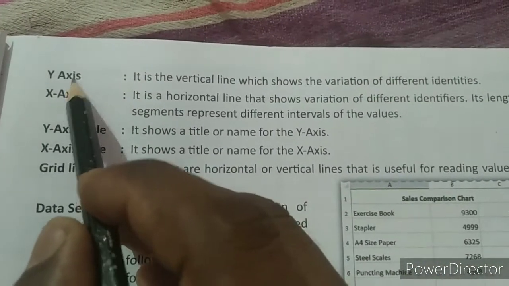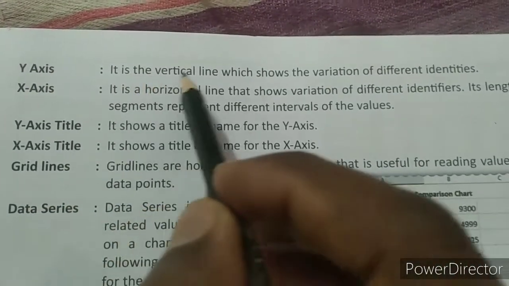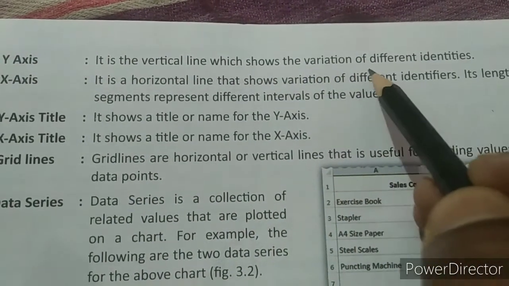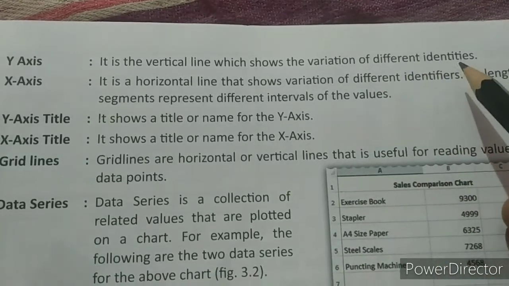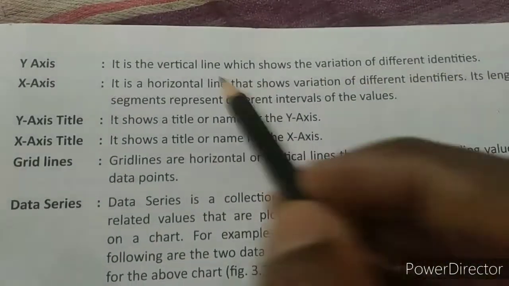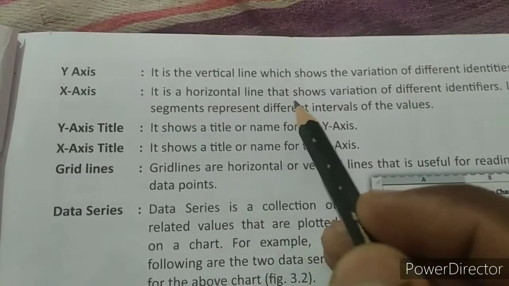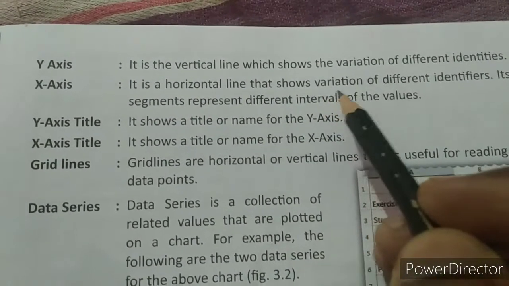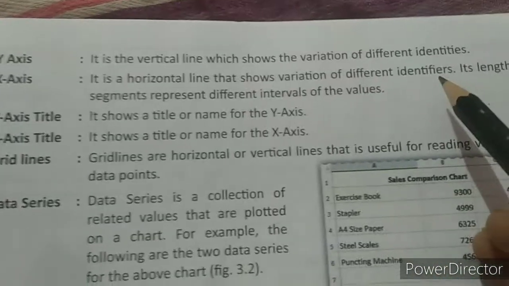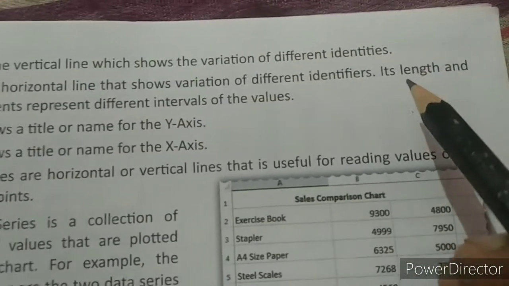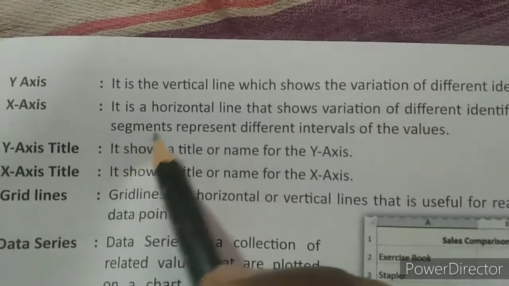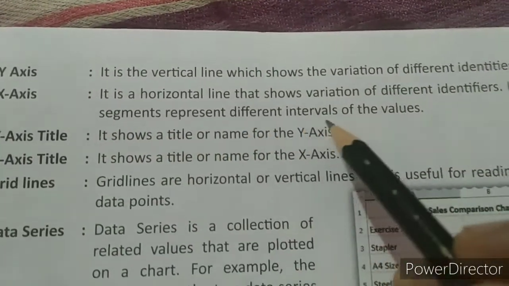Now the next thing is the y-axis. It is the vertical line which shows the variation of different entities. And the x-axis is the horizontal line that shows variation of different entities. Its length and segments represent different intervals of values.